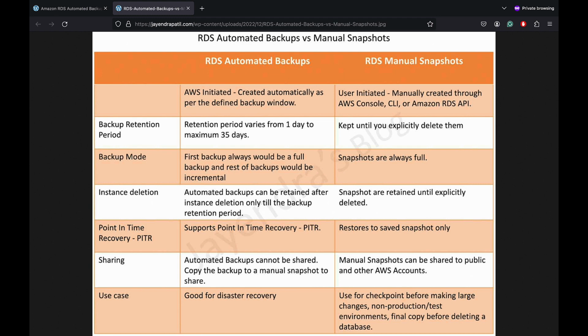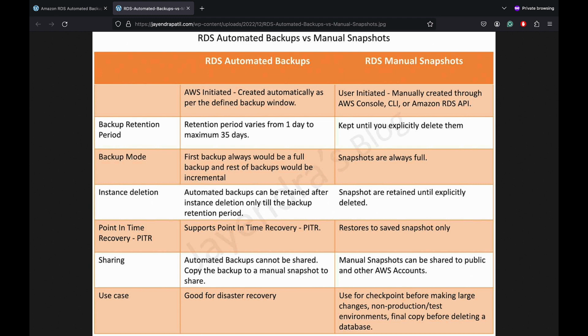In terms of sharing, RDS automated backups cannot be shared. You can copy the automated backup to a manual snapshot to share. RDS manual snapshots can be shared to public and with other AWS accounts.